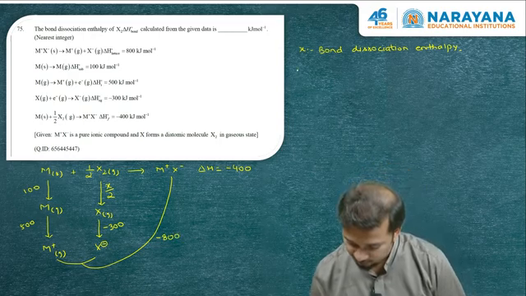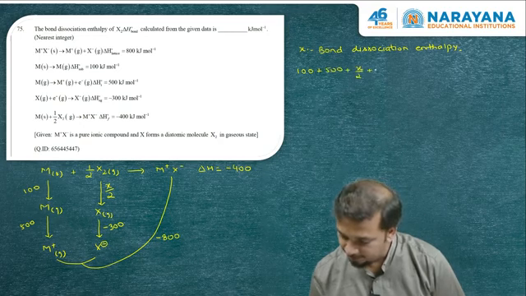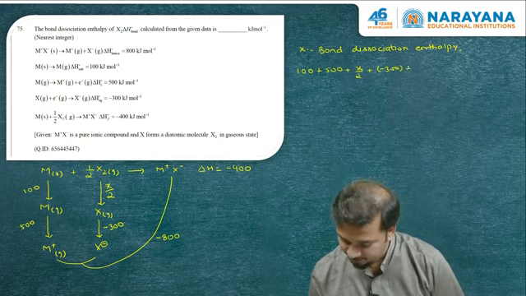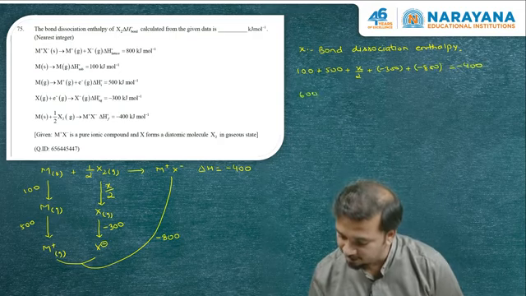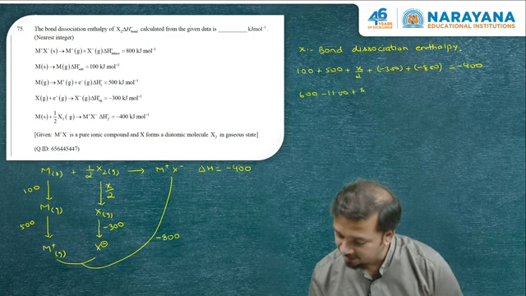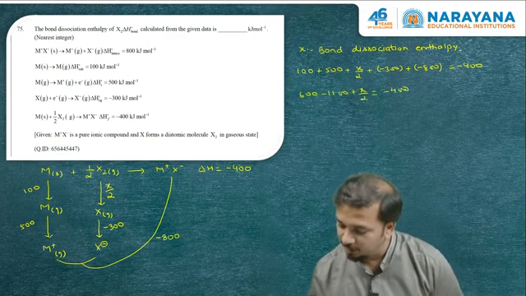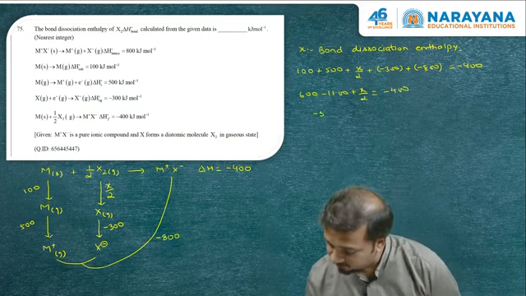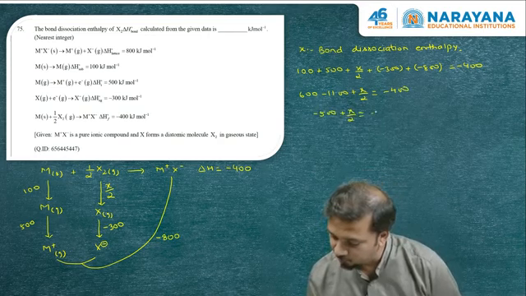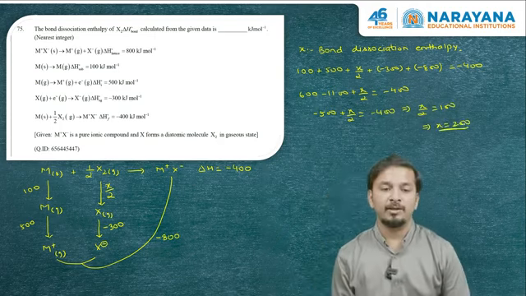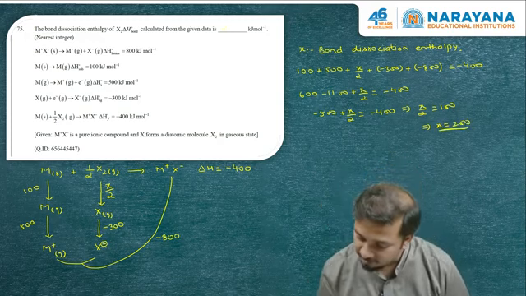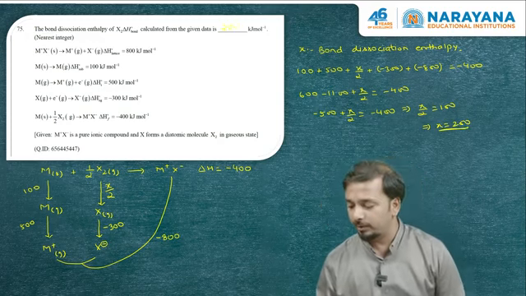So I can write the equation will be 100 plus 500 plus X by 2 plus minus 300 plus minus 800 should be equal to minus 400. So we will get 600 minus 1100 plus X by 2, that is equal to minus 400. So we will get minus 500 plus X by 2 is equal to minus 400, which means X by 2 is 100. So X, which is our bond dissociation energy, will be 200 kilojoule per mole. So correct answer for this question is 200 kilojoule per mole.